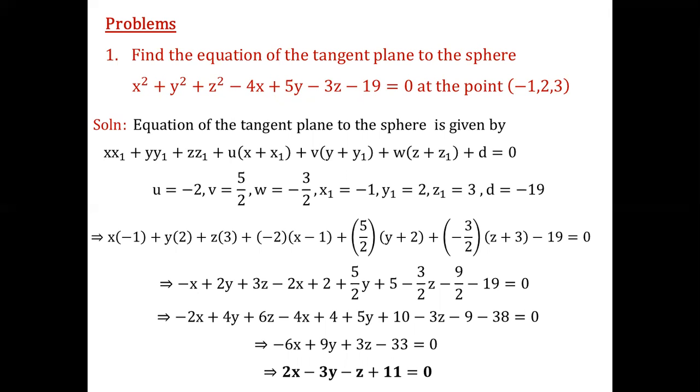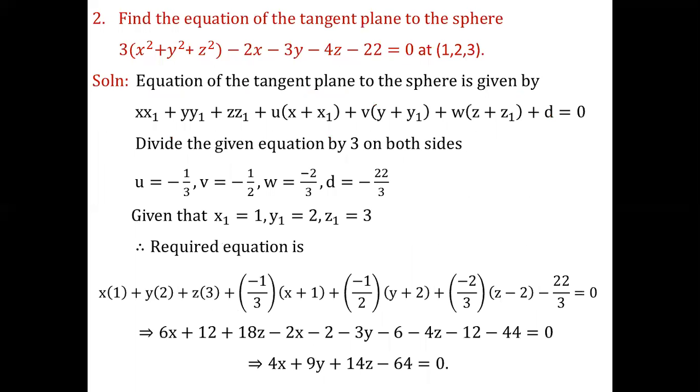equal to 0. So from the equation of the sphere, you'll get that u is equal to minus 2, v is equal to 5 by 2, w is equal to minus 3 by 2, x1, y1, z1 is minus 1, 2 and 3 respectively, and d is minus 19. Substitute all these values in the above equation. After simplification, you are going to get the required equation as 2x minus 3y minus z plus 11 equal to 0.